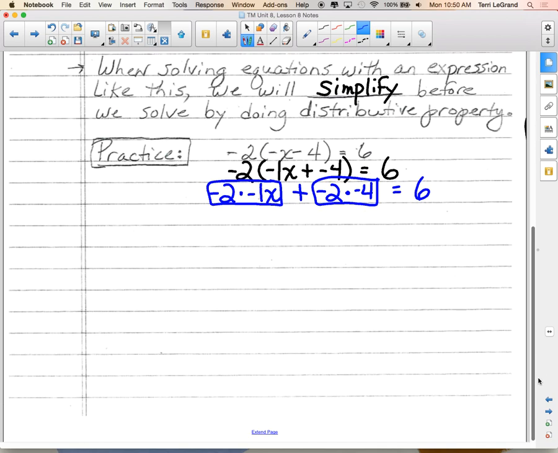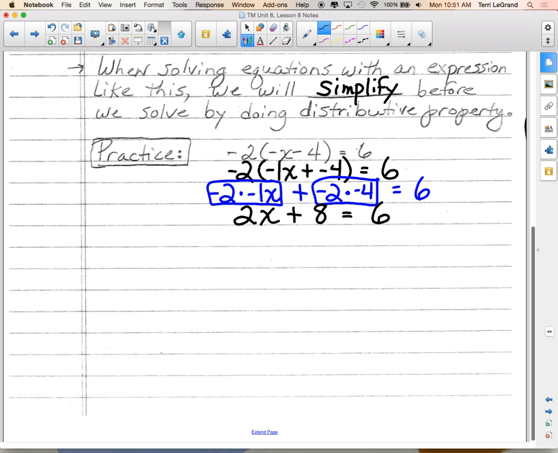Okay, class, what is a -2 times a -1? That's a +2. So this is going to become a +2x. The x is still there. And what's a -2 times a -4? +8. So +8, and we still have our equal 6. Is it ready yet? Can 2x and 8 be added together? No, I think it's ready to solve, isn't it?